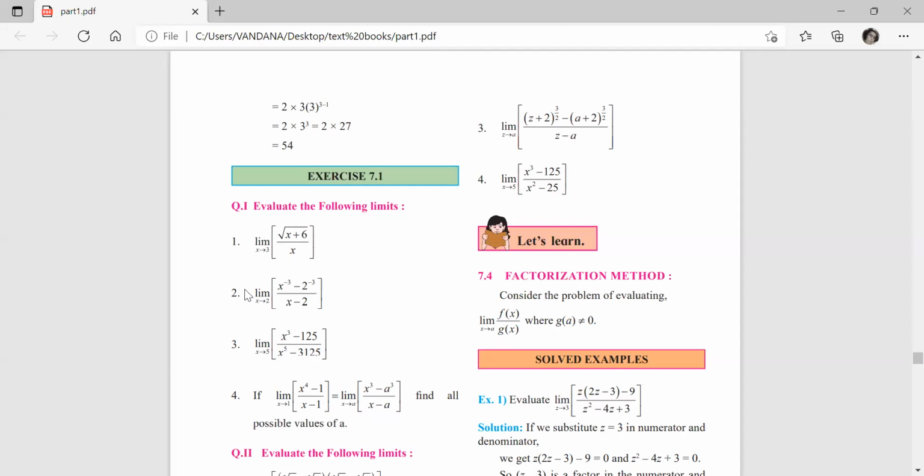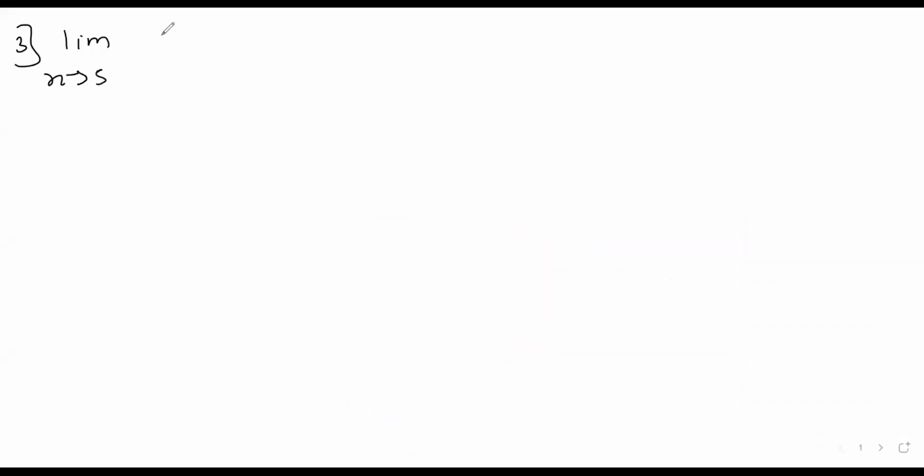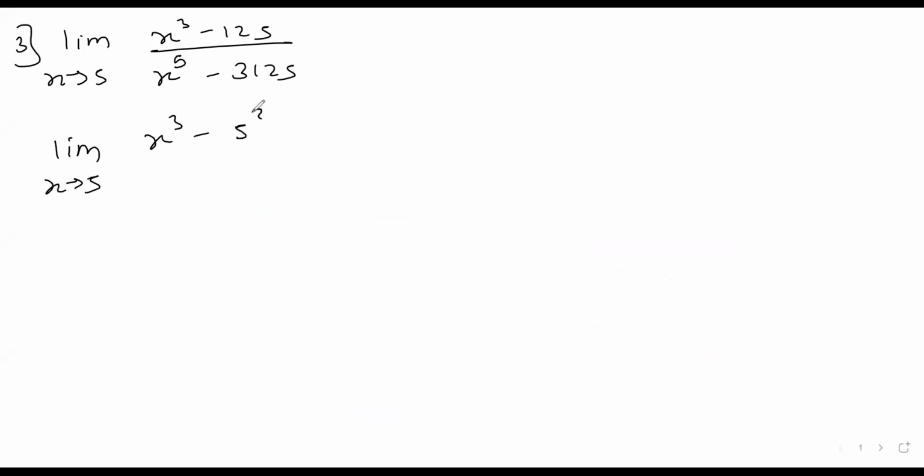Limit x tends to 5, x cube minus 125 upon x raised to 5 minus 3125. Now here I can write limit x tends to 5, x cube minus 125 is 5 cube, and x raised to 5 minus 3125 is 5 raised to 5. But if I put x is equal to 5, my denominator will become 0. I can't do that. Now what should I do?